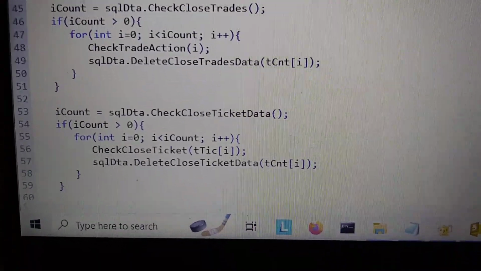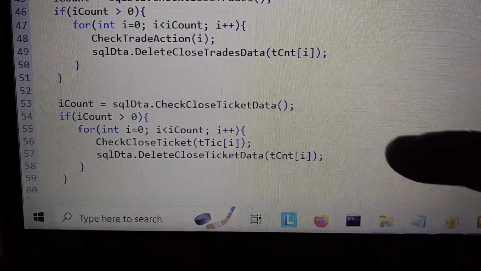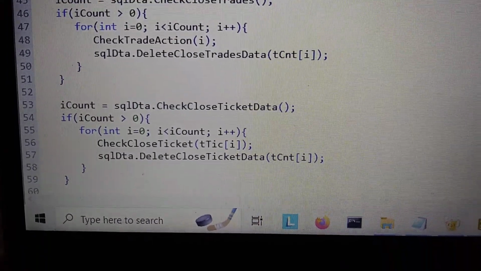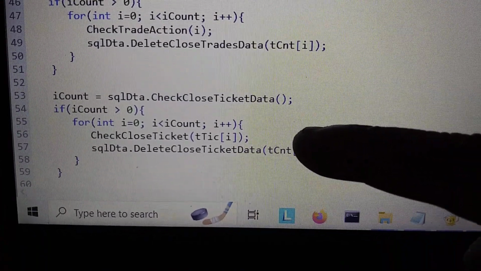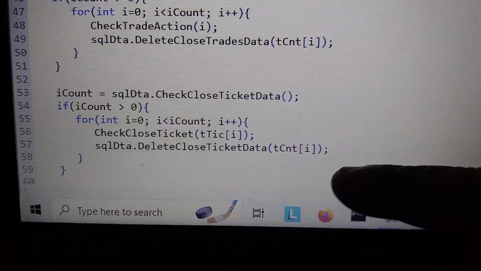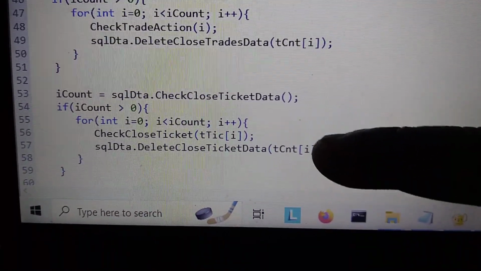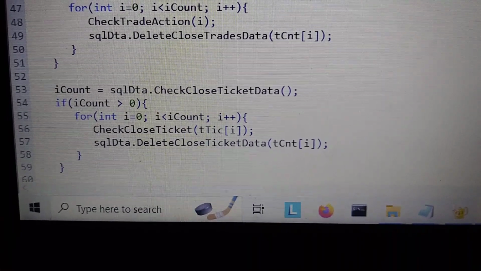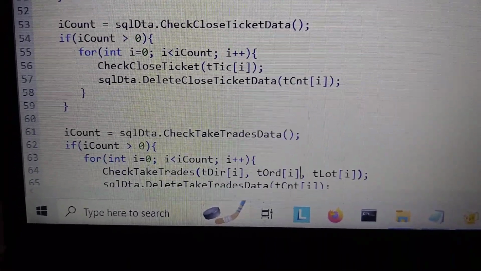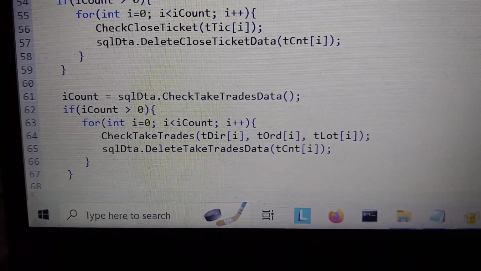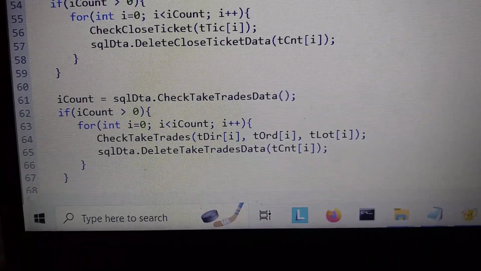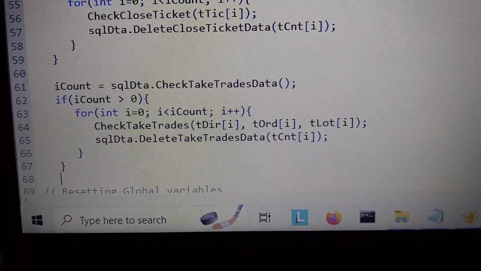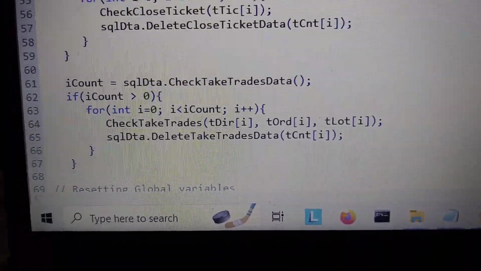Then if by chance a closed ticket by a ticket ID comes in, then I find out where that ticket is, and then I close it out and delete the information out of that table. I also then check to see if I need to take some trades, whether it be buy, sell, and the lot count and such, and then delete the data out of that table.